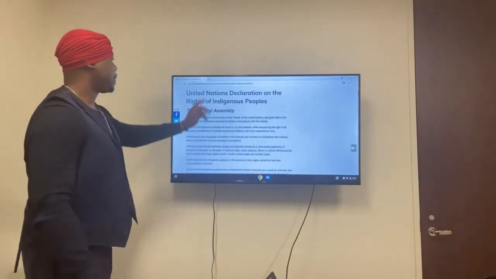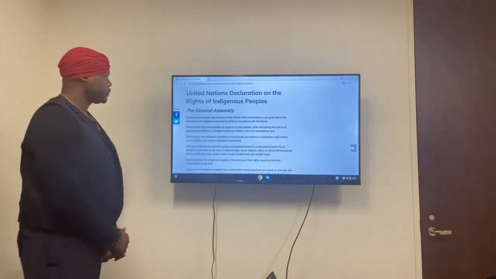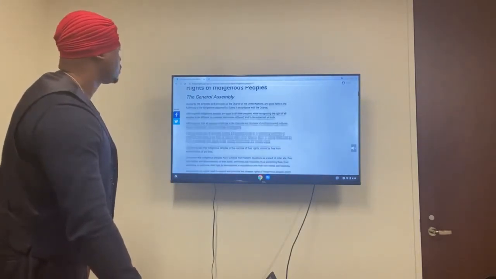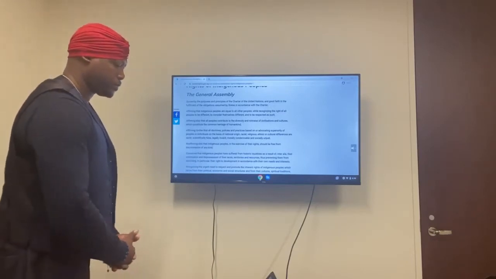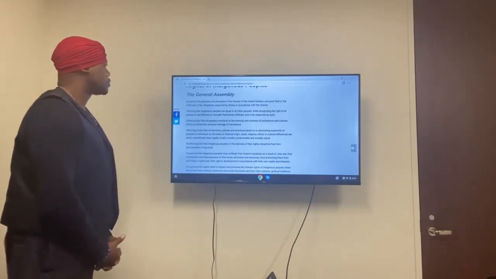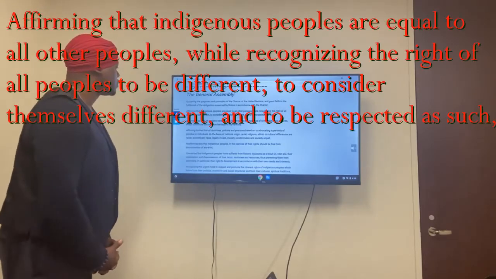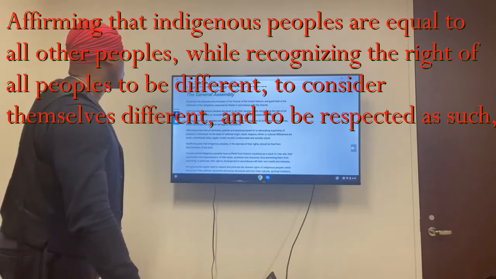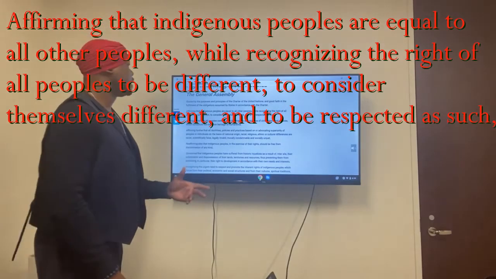Start off here. United Nations Declaration on the Rights of Indigenous Peoples, the General Assembly. Guided by the purposes and principles of the Charter of the United Nations and good faith in the fulfillment of the obligations assumed by states in accordance with the Charter. Affirming that Indigenous peoples are equal to all other peoples while recognizing the right of all peoples to be different, to consider themselves different, and to be respected as such.